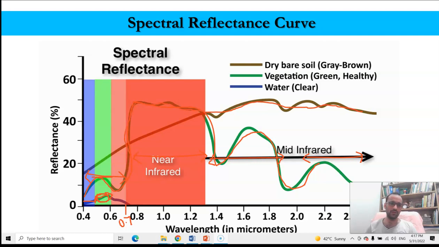So dry bare soil, this line, has the highest reflectance in near infrared, then it is increasing in mid and far infrared, definitely. So this kind of reflectance shows the dry bare soil. Okay, so this is the whole picture you have to know during the interpretation.